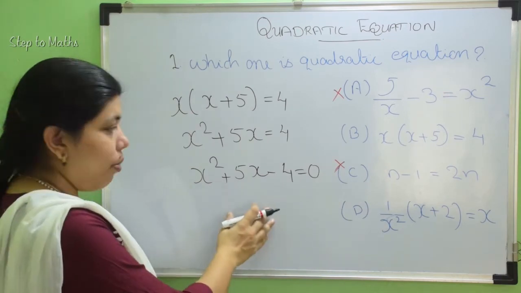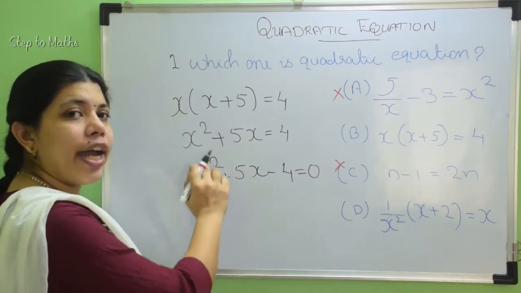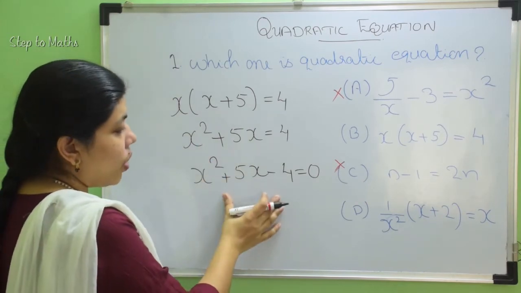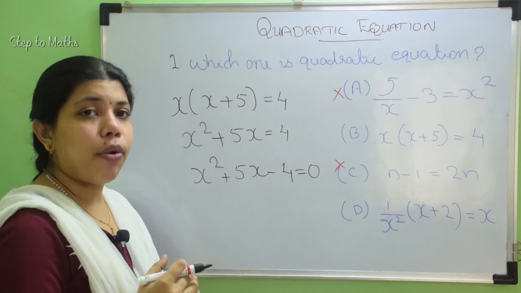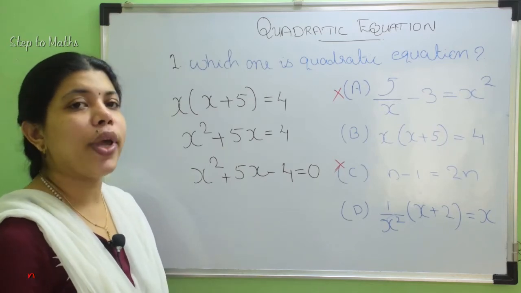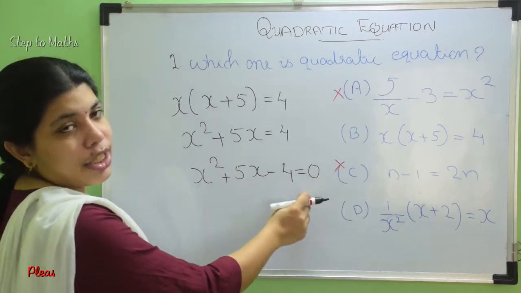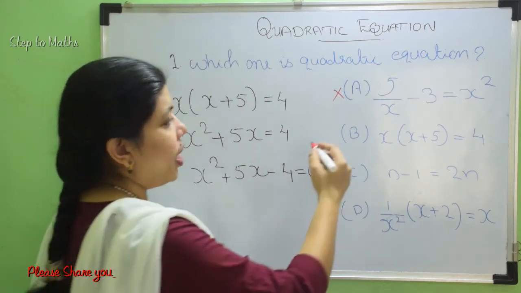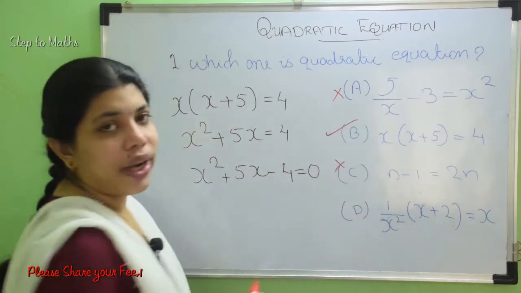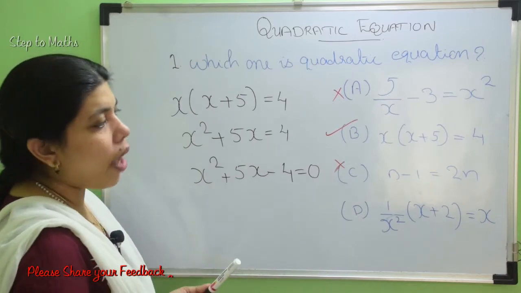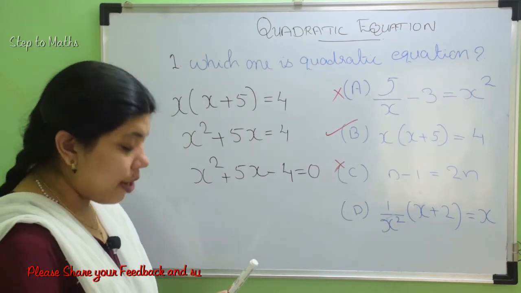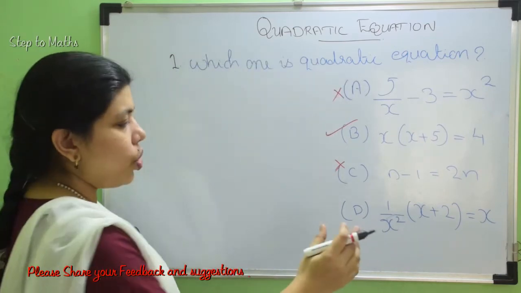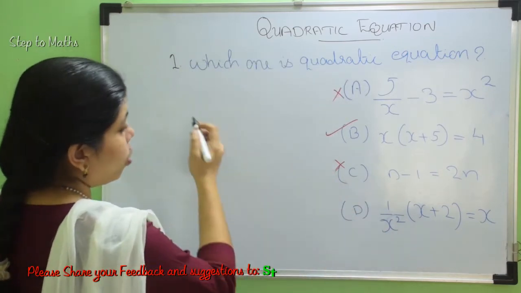Here the variable is x and its highest power is 2. And this equation is in the standard form of a quadratic equation, ax square plus bx plus c is equal to 0. That means option B is a quadratic equation. x into x plus 5 is equal to 4 is a quadratic equation. We can just check option D also.